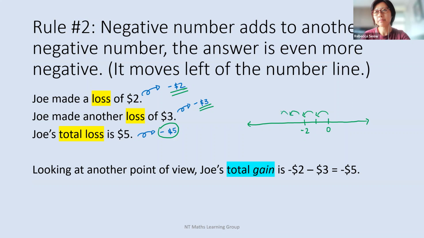He will end up at -5. 5 units to the left. So his total loss would be -2, take away 3, and that would be -5. In other words, we add the 2 and the 3 together, and we put a negative sign in front.